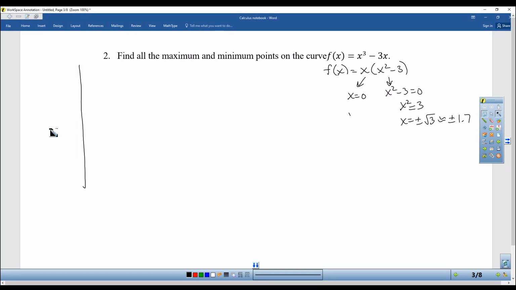So let's graph it real quick. It crosses through 0 and 1.7, negative 1.7. You know that it is a cubic function. You know that it's going to end up because it's positive. So I'm just going to sketch something. There we go.